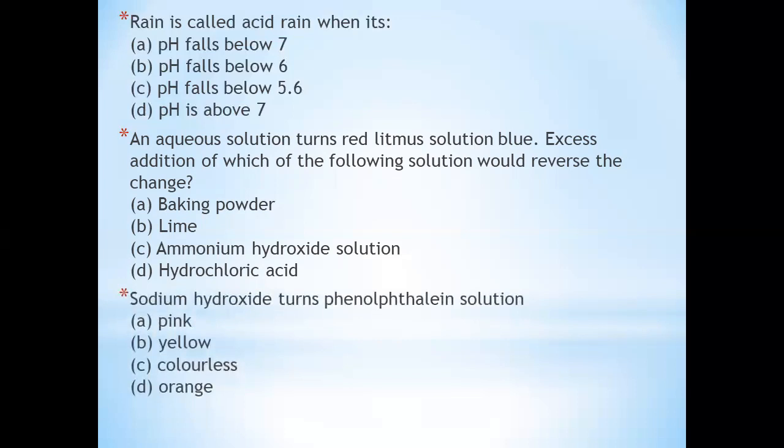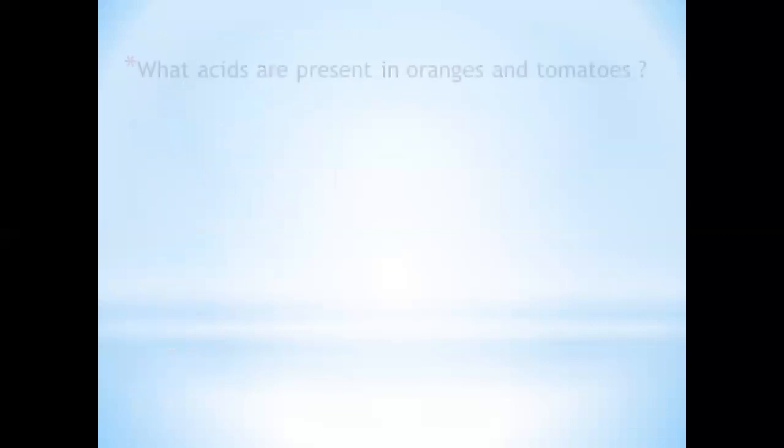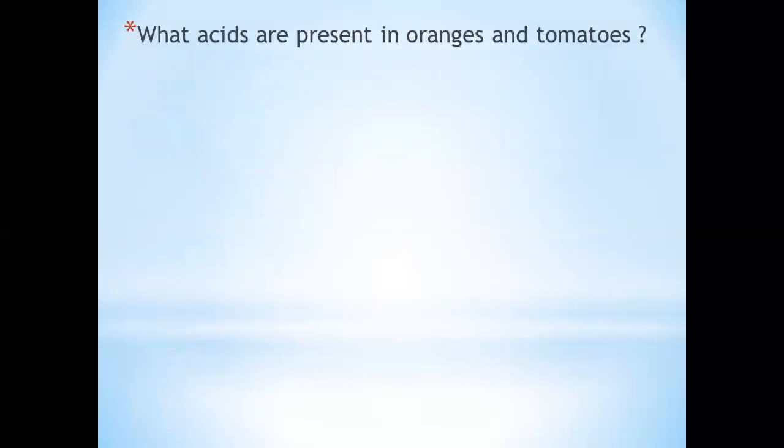Sodium hydroxide turns phenolphthalein solution: first option pink, second yellow, third colorless, and last orange. Phenolphthalein is a synthetic indicator. Sodium hydroxide is a base. Sodium hydroxide turns phenolphthalein solution pink. Correct option is option A, pink.